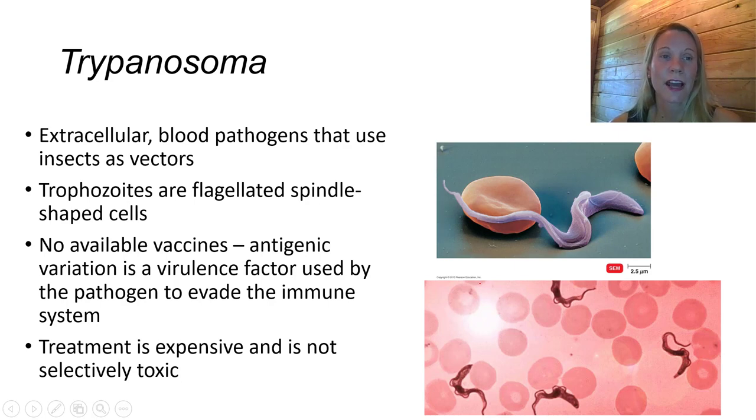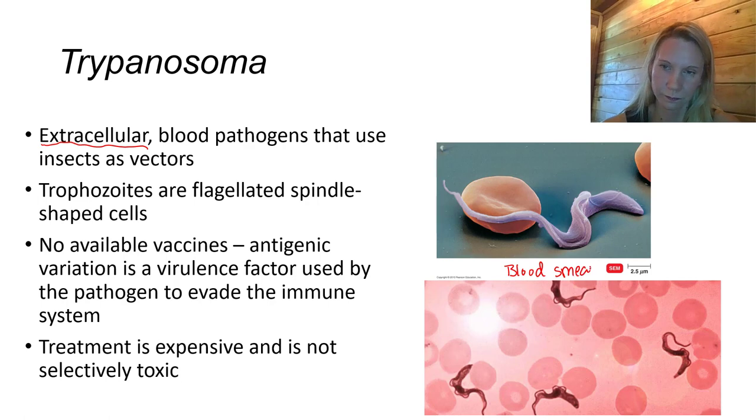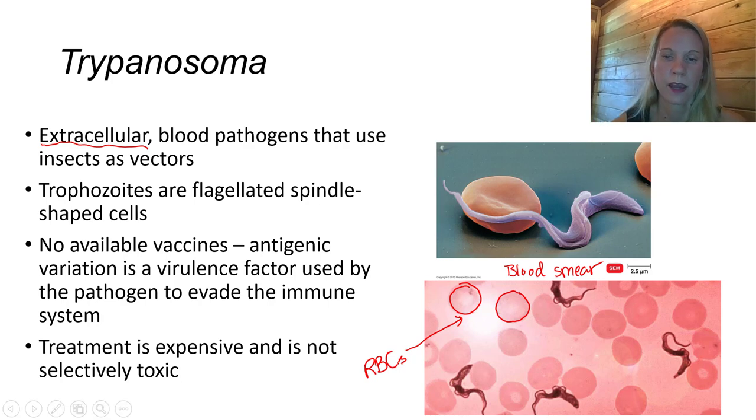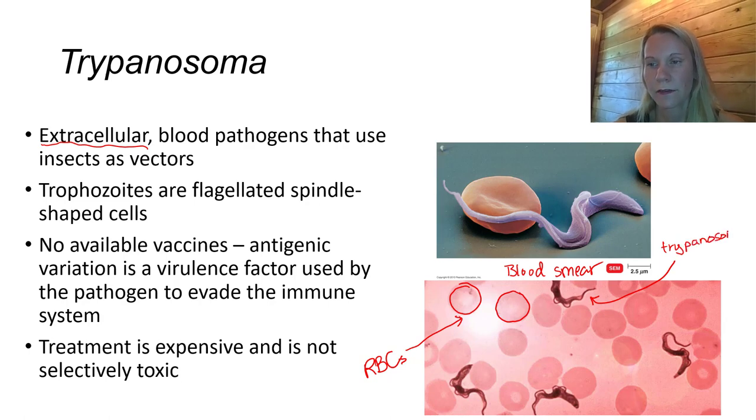And these are considered extracellular pathogens. Notice that word here. What does that mean? Well, it means that in these blood smears, so when we're looking at a blood smear under the microscope, we are looking at red blood cells here, and then the parasite, the trypanosome, is outside of the blood. In other words, it does not invade the blood cell directly. It's on the outside of the blood.